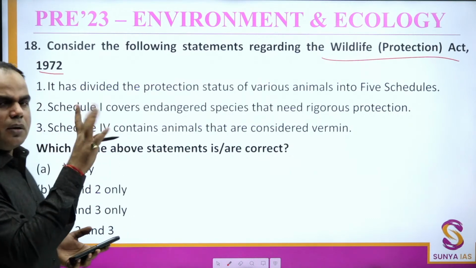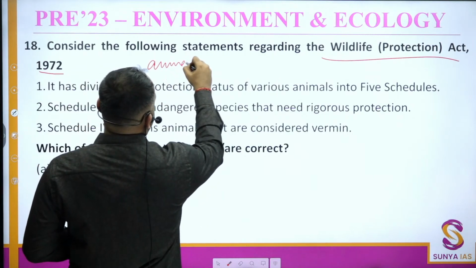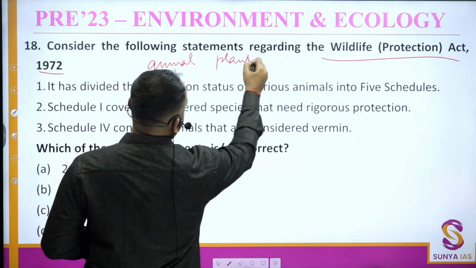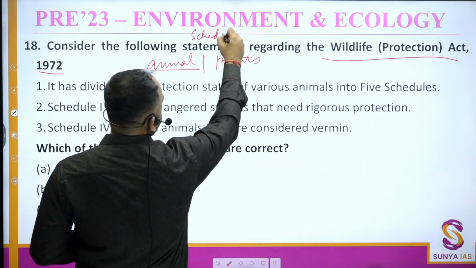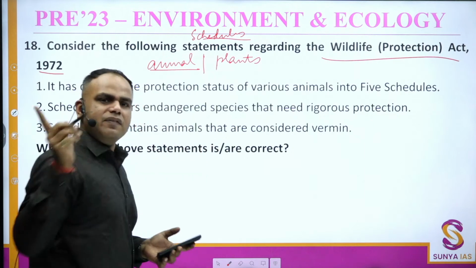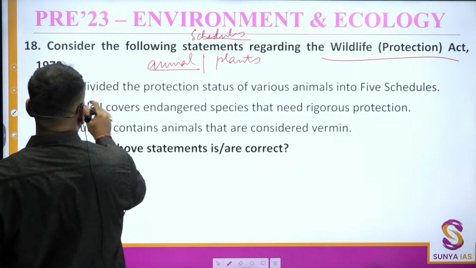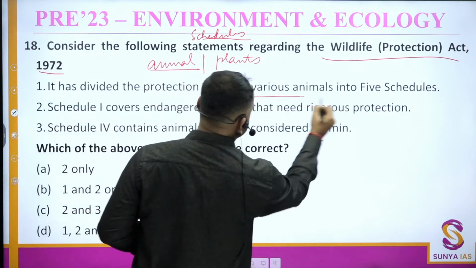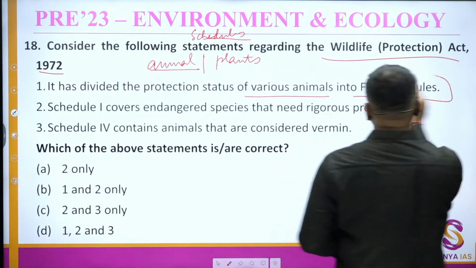First of all, Wildlife Protection Act talks about protection of animals, as well as plants. Here, in total it had 6 schedules. Schedule 1 to 5 is for animals, schedule 6 was for plants. So statement number 1, it divided the protection status of various animals into 5 schedules. This is true.